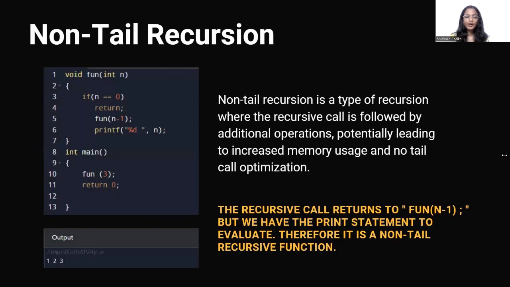Non-tail recursion. Non-tail recursion is a type of recursion where the recursive call is followed by additional operations, potentially leading to increased memory usage and no tail call optimization. In this example, this is the recursive call and this is the code to break the recursion. The recursive call returns to fun n minus 1, but we have a print statement to evaluate. Therefore, it is a non-tail recursive function.